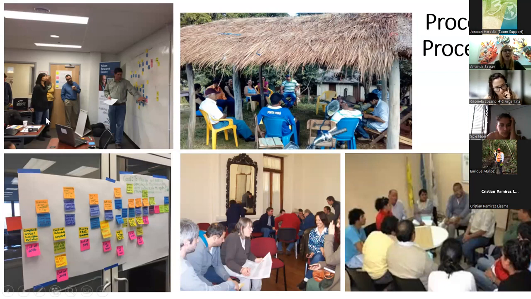And here in the top left, this is a results chain process that I facilitated in Canada, in Whitehorse in Yukon Territory. You can see on this wall they're making these pretty complicated results chains, and they're explaining why. Okay, so that's a great way to do it.